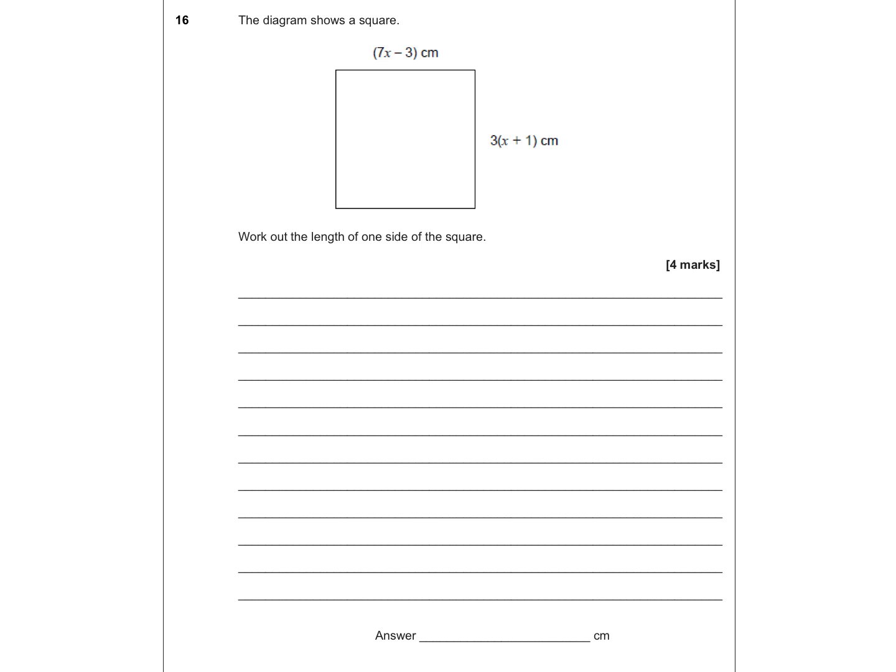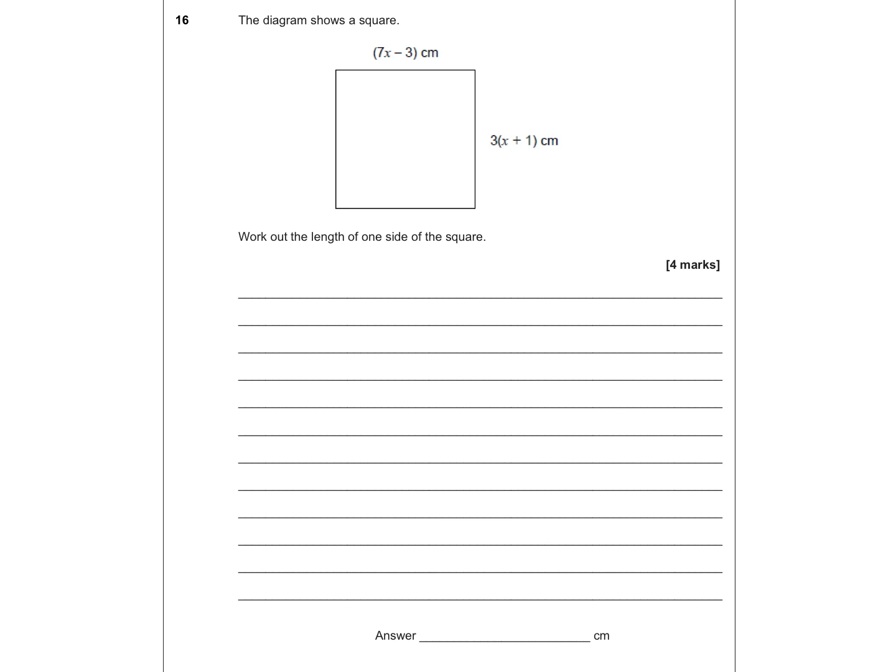Question 16 is by and large one of my favorite questions. I feel like I've put it on one of your tests before. It's just such a great question. There's a sneaky little thing in the very first line that people always seem to miss. So the diagram shows a square. One side is 7x minus 3, and the other side is 3 bracket x plus 1. They want us to work out the length of one side of the square.